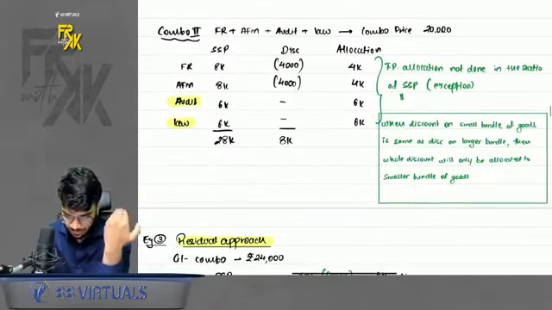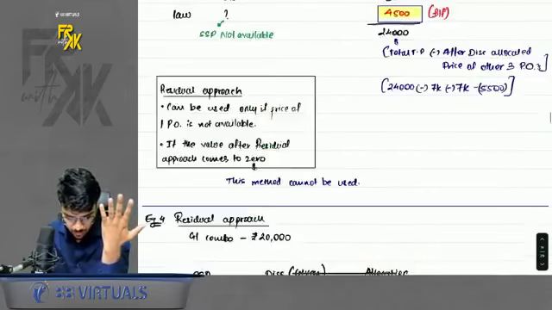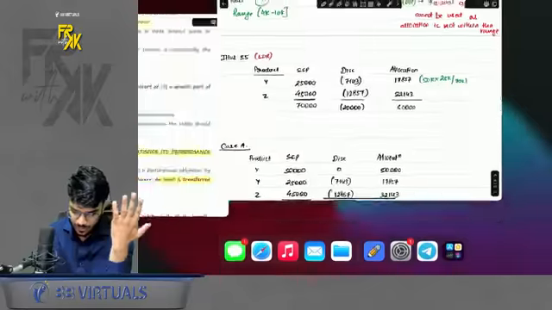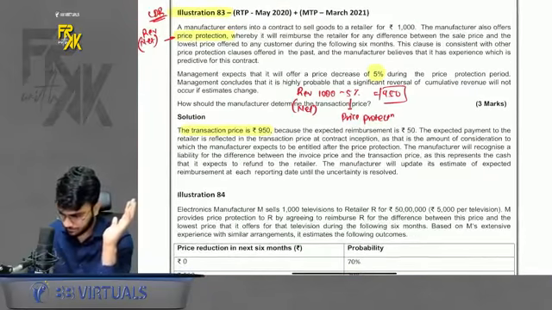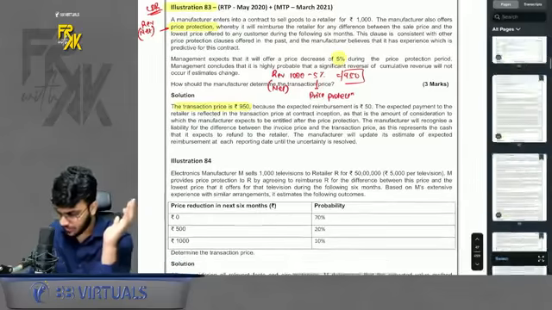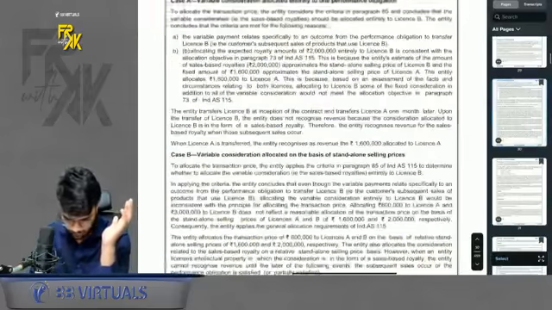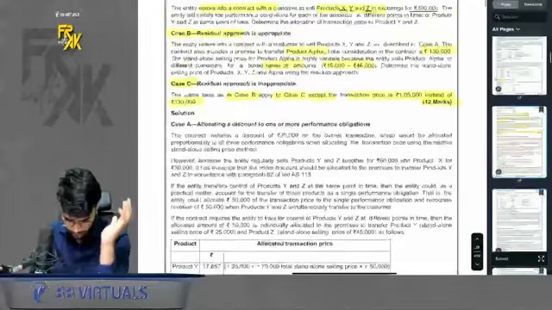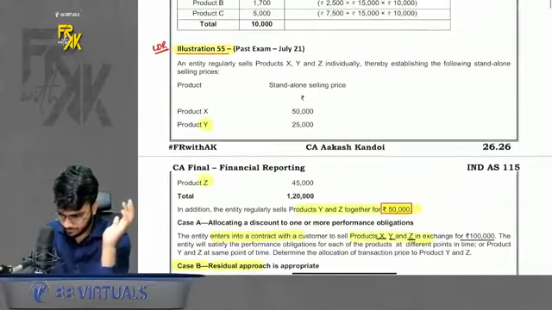Now to understand step number 4 better, we always have one question, that is illustration number 55. I will revise that question also. Please have a look here. Illustration number 55. Here it is. Please have a look here.